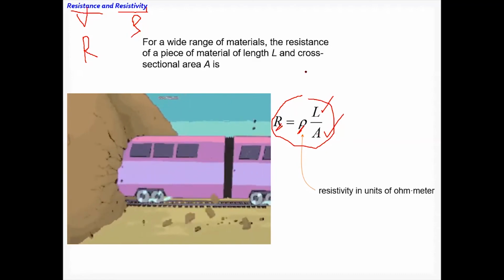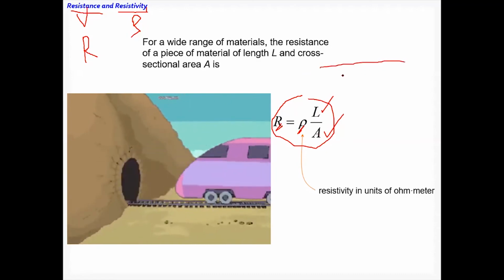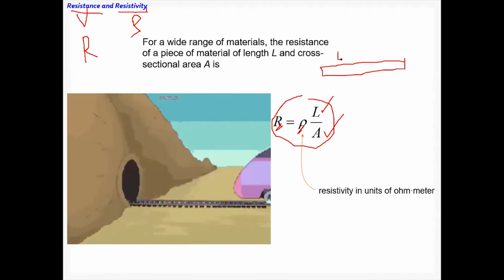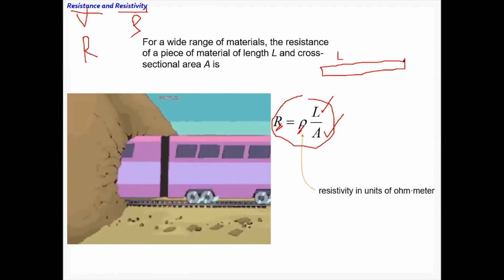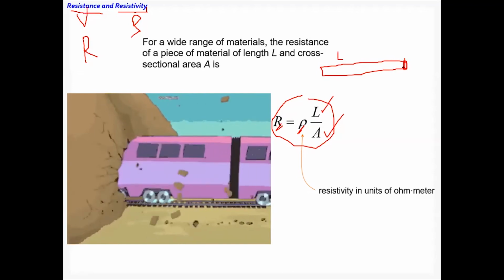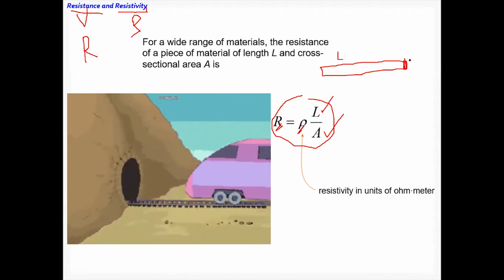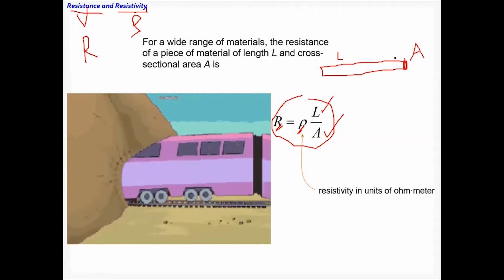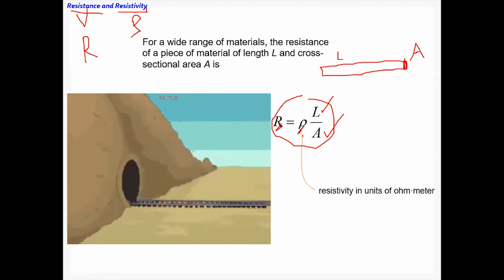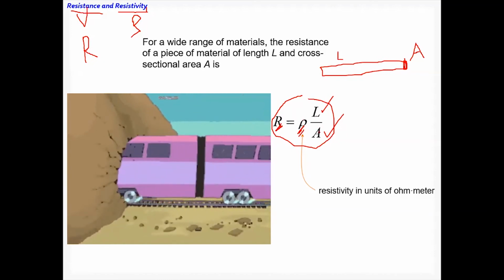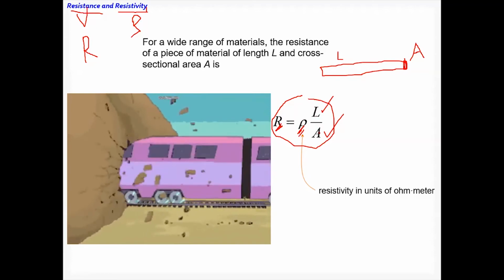What is L? Suppose you have a wire, right? You have a wire. What is the length of the wire? L. That's your L. Then what is the area of this wire? Area means this is a circle, right? Remember this circular wire? This is your area. So A is the area of the cross section of the wire, and L is the length of the wire. So resistance is equal to resistivity times length divided by area. That's the formula you get.